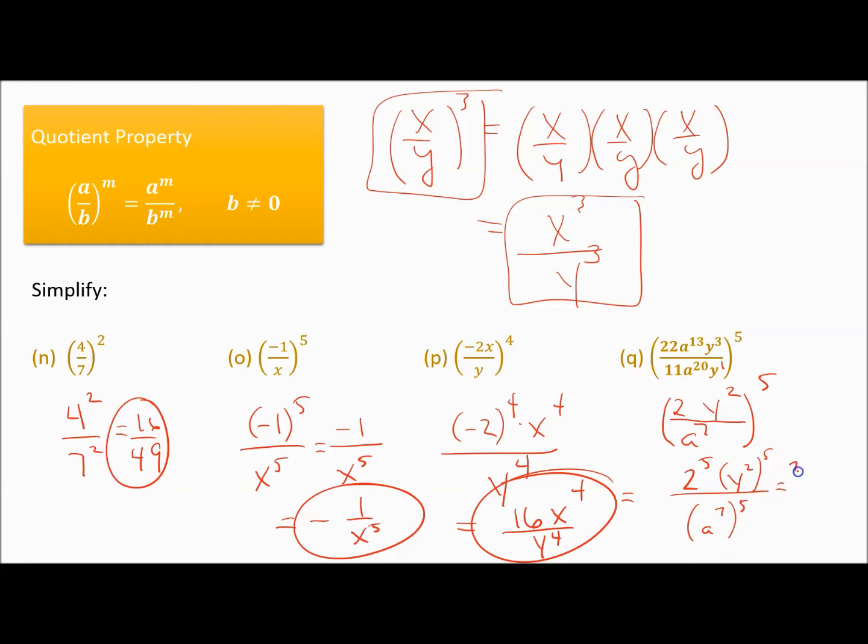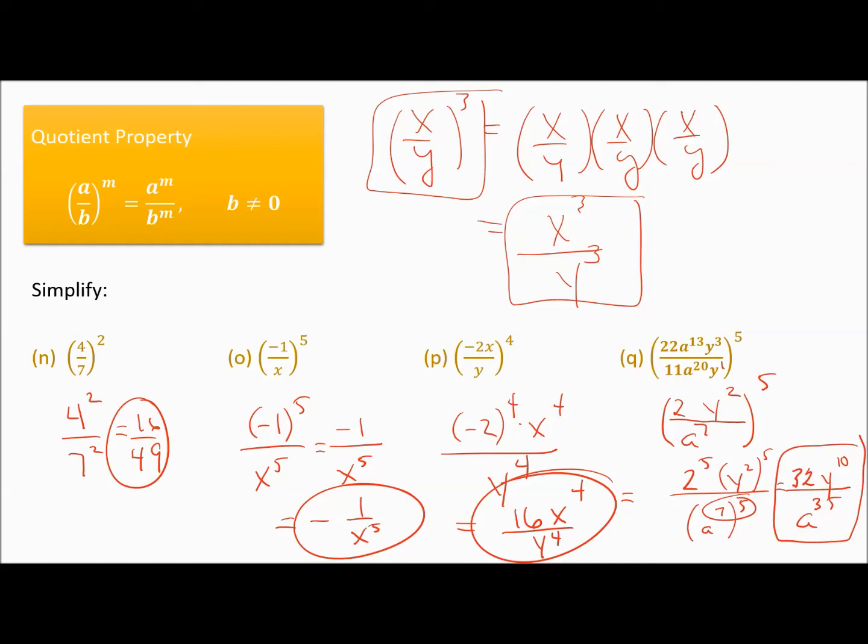2 to the 5th is 32. Remember, when you have a power to a power, you multiply. That's y to the 10th divided by a to the 35th when I multiply 7 times 5. That 32 is living a little high down here. I'm going to make him look a little bit better and wrap this page up by saying my final answer here is 32 y to the 10th over a to the 35th power.